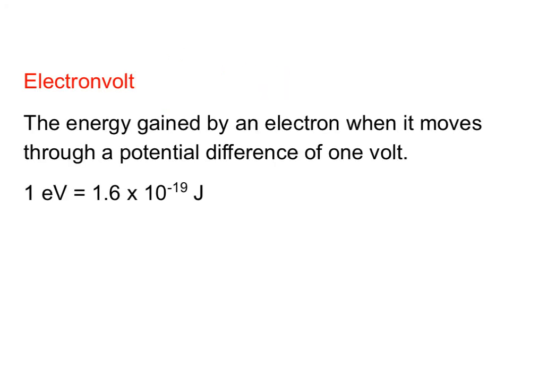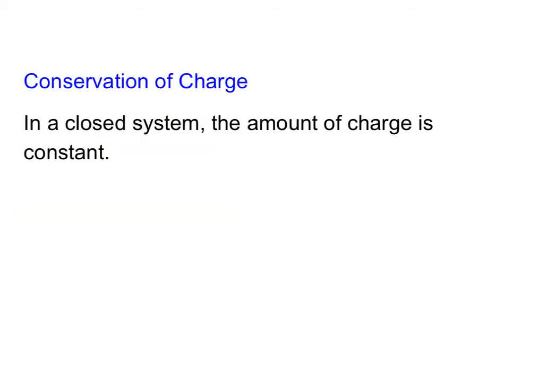So next we have the electron volt. And the electron volt is actually a new unit, so we're not going to have any units for it. And we define an electron volt as the amount of energy gained by an electron when it moves through a potential difference of 1 volt. And we are going to say that 1 electron volt is equal to 1.6 times 10 to the negative 19th joules.